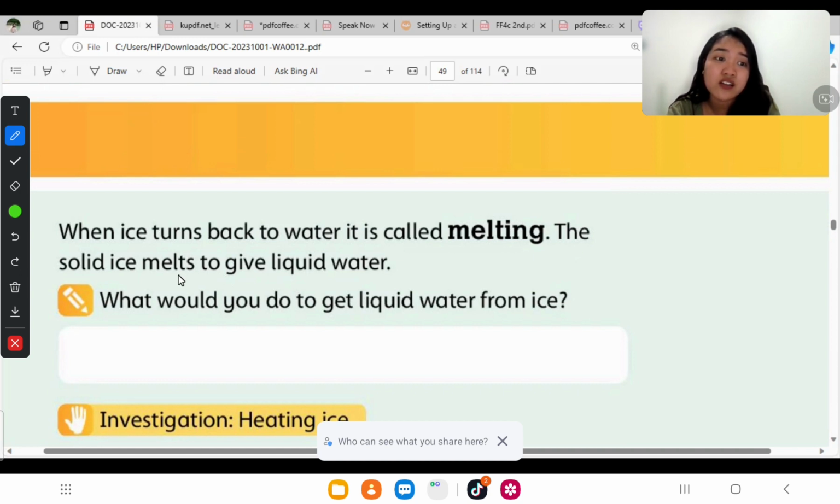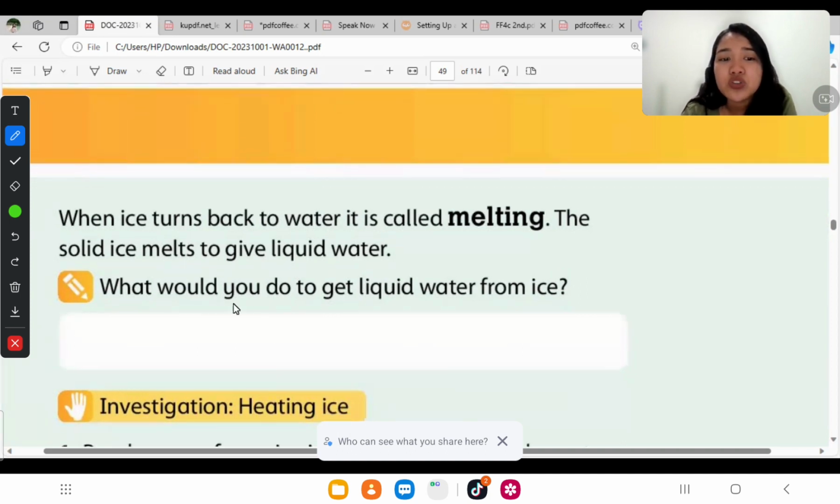The ice melts to give liquid water. What would you do to get liquid water from ice? Okay, so if our ice is turning back to water, it is melting. So the question here: what would you do to get liquid water from ice? You're going to?